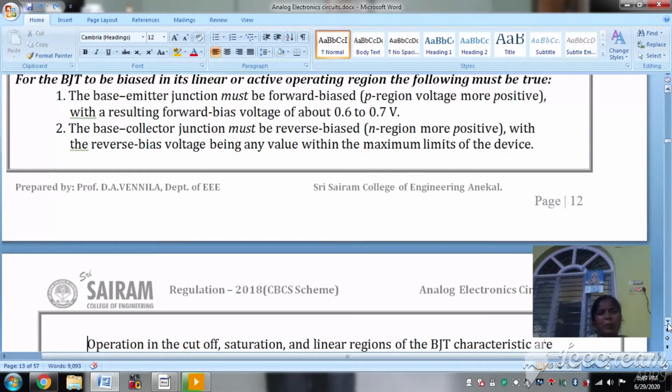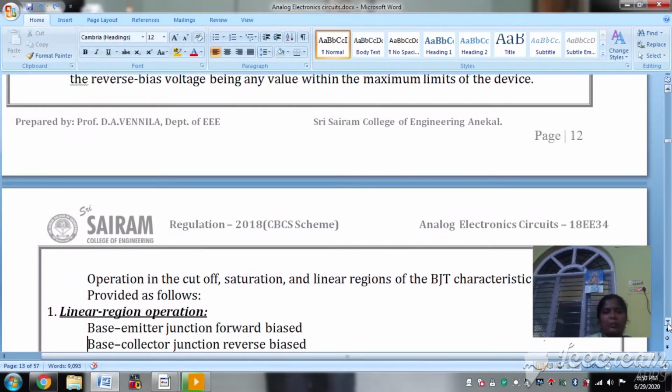For the BJT to be biased in its linear region or active region, the following must be satisfied. The base emitter junction must be forward biased. The base and emitter together act like one diode. Forward bias means it should attain 0.7 volts, and the base collector junction should be reverse biased.